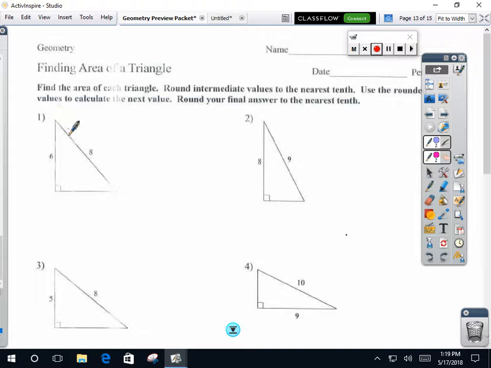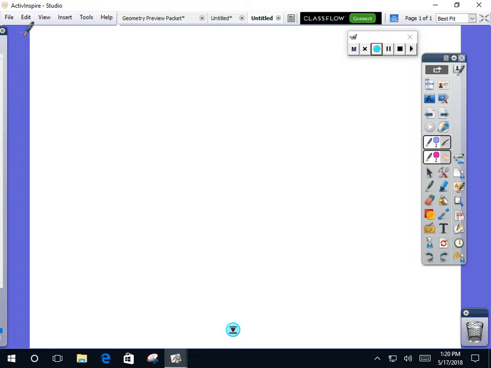All right, so number 1. Our goal is to find the area of a triangle. Who remembers what the formula is for area of a triangle? All of y'all are on the right track, but nobody has said it exactly right. Okay. Let's talk about why.